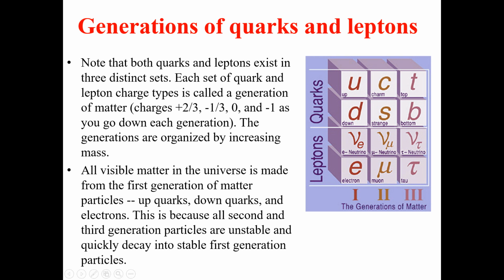So what is the reason why it is like this? It's because all the second and third generation particles are unstable and quickly decay into stable first generation particles. Here you can see we have the second and third generations of particles, but the particles in these generations are highly unstable, and after some time they decay into first generation particles. That's why all the visible matter in the universe is made from the first generation of matter particles, because these particles are stable.